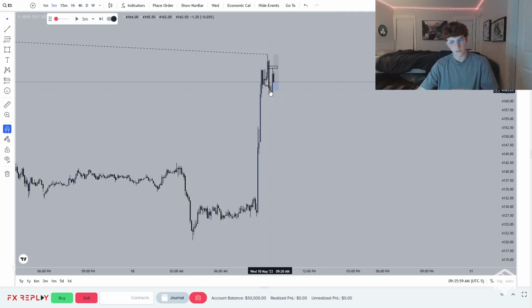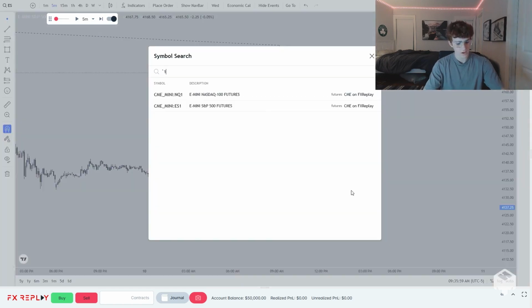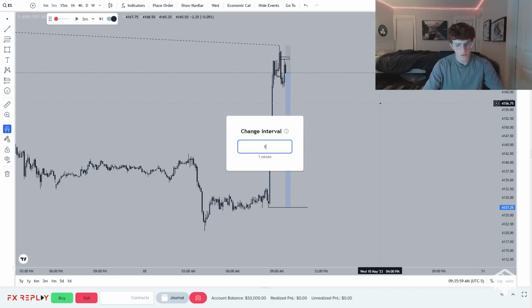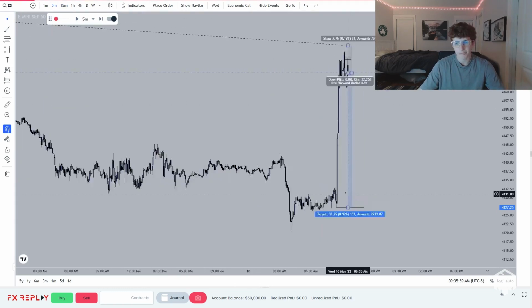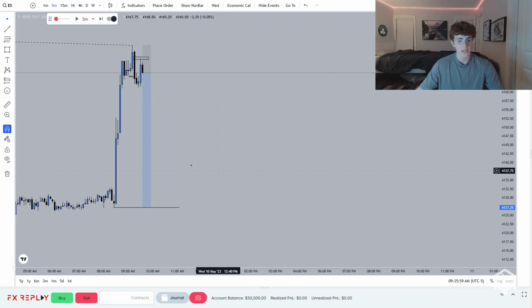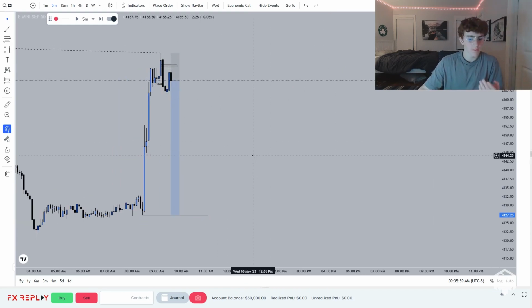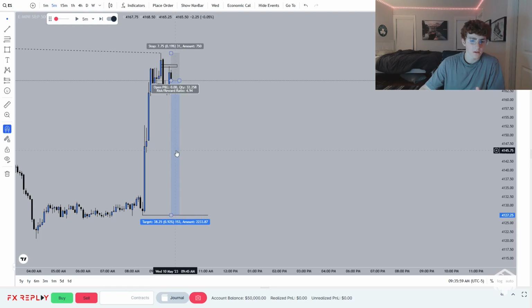And here, there's literally only one area for me to target. This is the only area that I can target. It's a 15-minute low, I think. Yeah, it's a 15-minute low, not an hourly, so it's still an internal low.